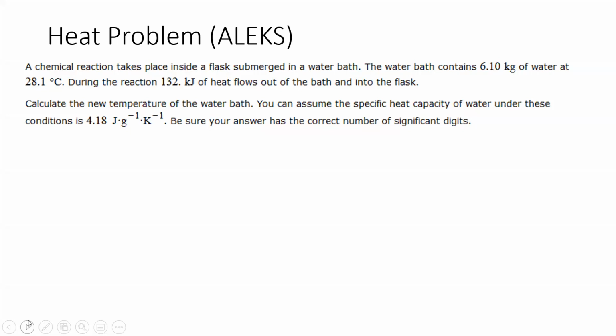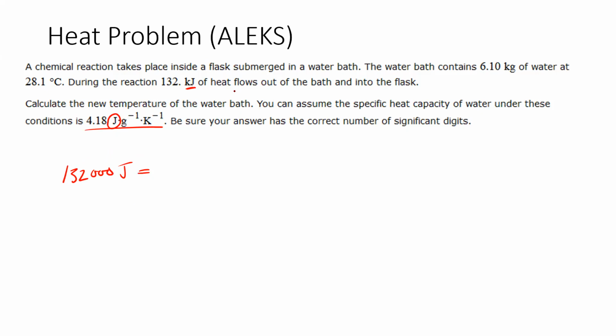So it gives us the specific heat capacity here. And so let's see, 132 kilojoules. Now, because this is in kilojoules and this is in joules, we need to do a little conversion. 132 kilojoules is how many joules? One hundred thirty-two thousand. That's right, 132,000 multiplied by 1,000. So 132,000 joules.